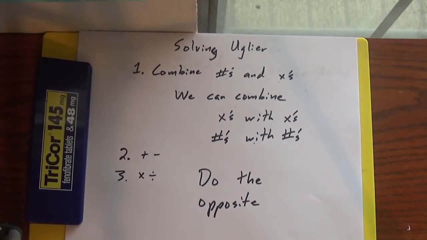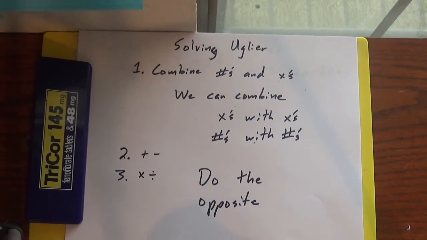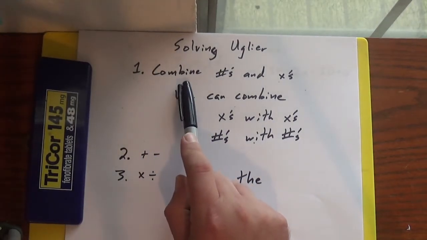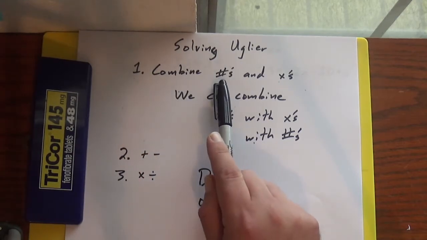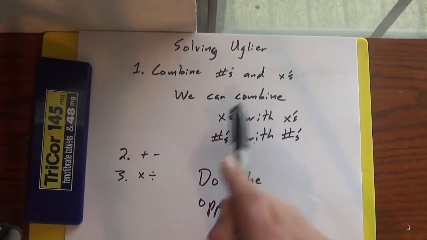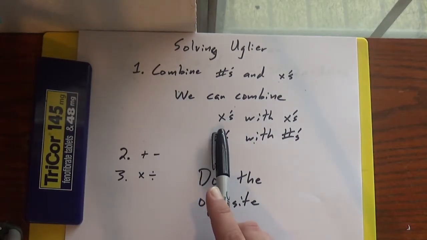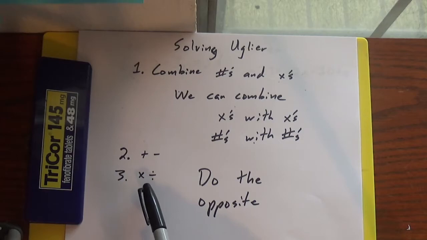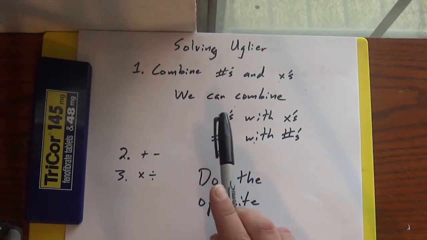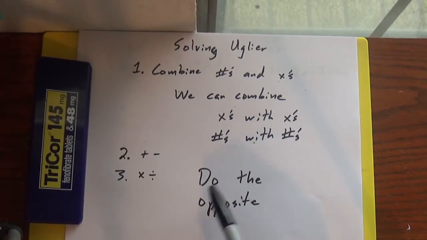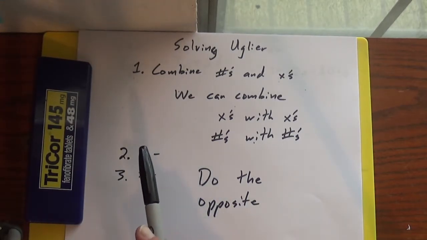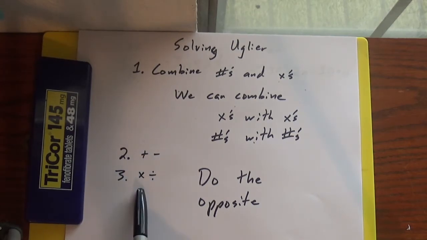We're solving uglier stuff. So first, what we're going to want to do is combine things. When we combine stuff, I can combine numbers with numbers and x's with x's. Now x's or n's or whatever your variable is, it's just a number, we just don't know what it is. But we can do all the same math stuff with it. So just remember, x's with x's, numbers with numbers. After we've combined what we can, then we're going to do the same thing we did on the two-step equations. So you'll do the add subtract stuff, and then you'll do the multiply divide stuff.